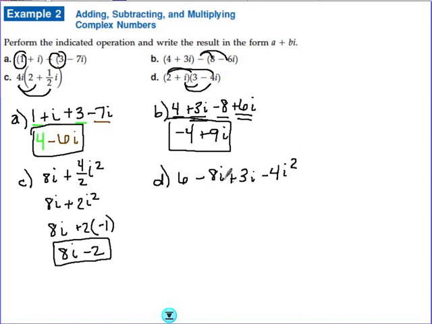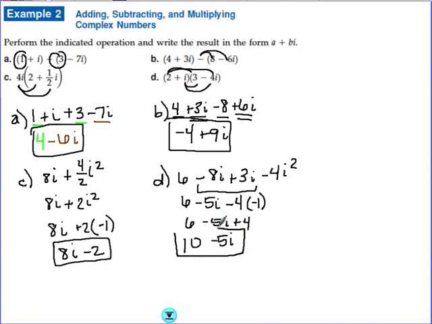So now combining like terms, I can't combine anything with the 6 for right now. These two, though, I can combine, so negative 8 plus 3 is a negative 5i. And then this I can rewrite as negative 4 times negative 1, because we know i squared is negative 1. So now I can actually combine something else with that 6. So this becomes a positive 4. So 6 plus 4 would give me 10 minus 5i. So that would be my answer to that one.